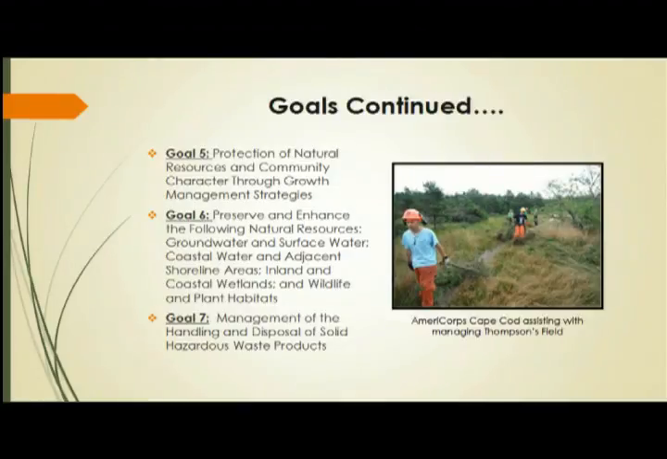Is this you? Yeah. We don't have to say much about these. We're going to just breeze through these. Well, actually, Goal 5, Amy, really is conservation. The protection of natural resources. Oh, no, I'm sorry, the second part of it. Protection of natural resources and community character through growth management strategies. I've got a few slides at the end. I'm going to cover that at that time.